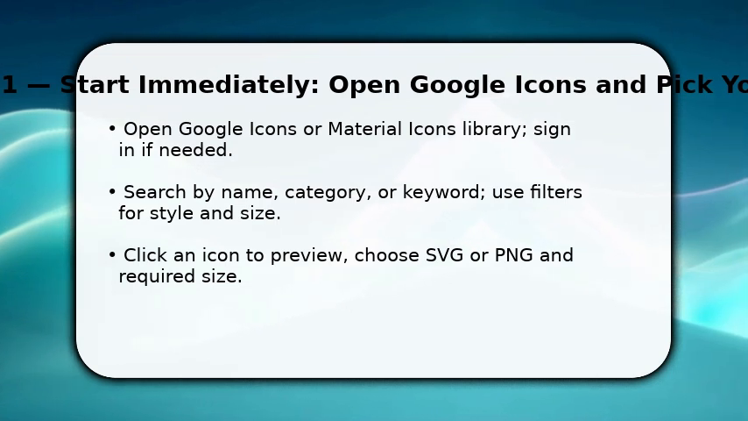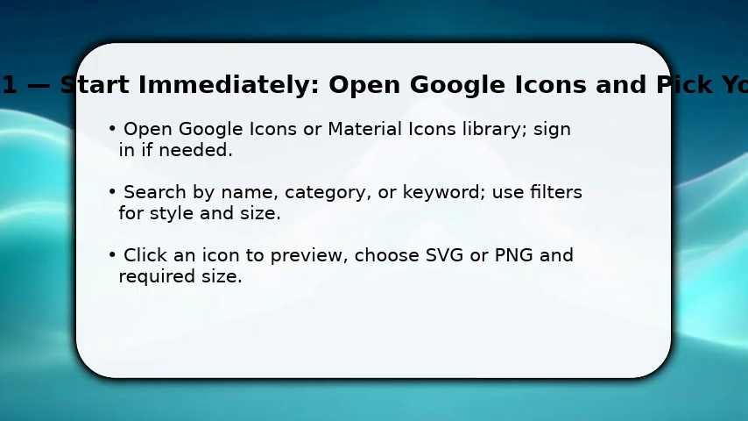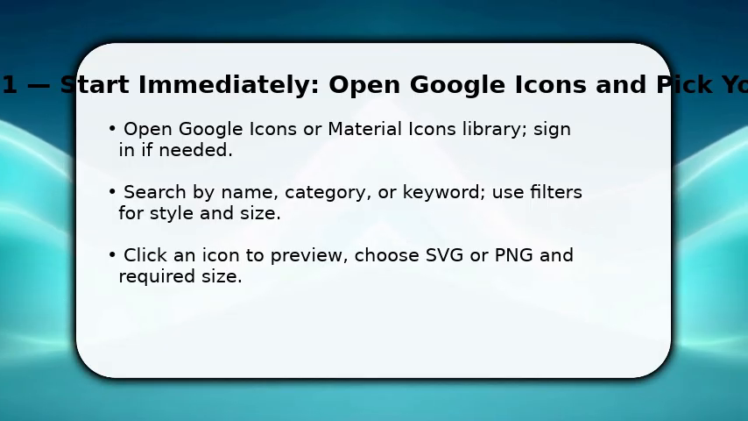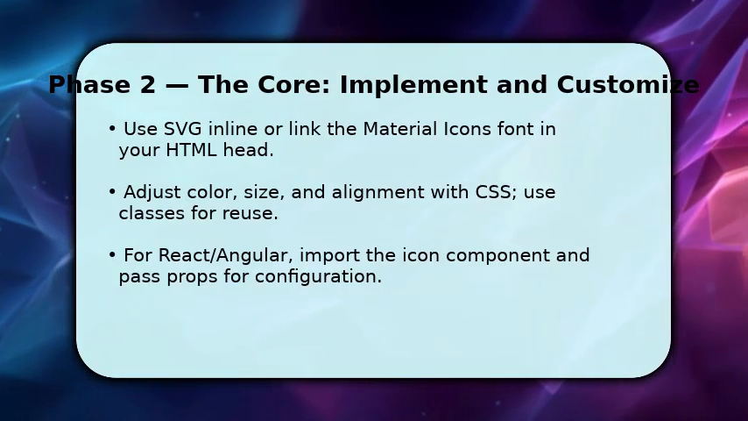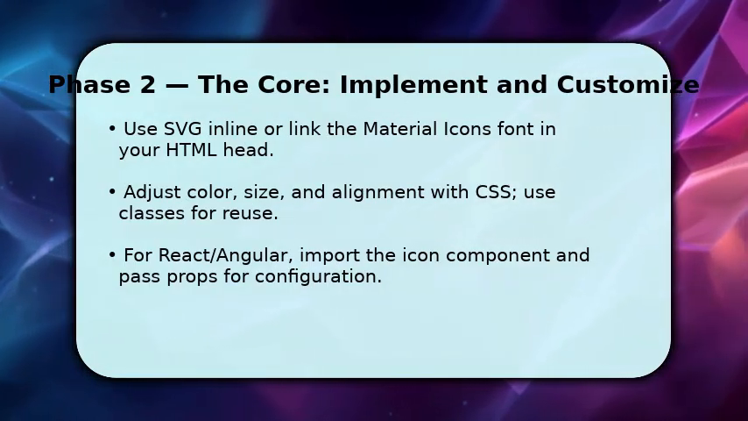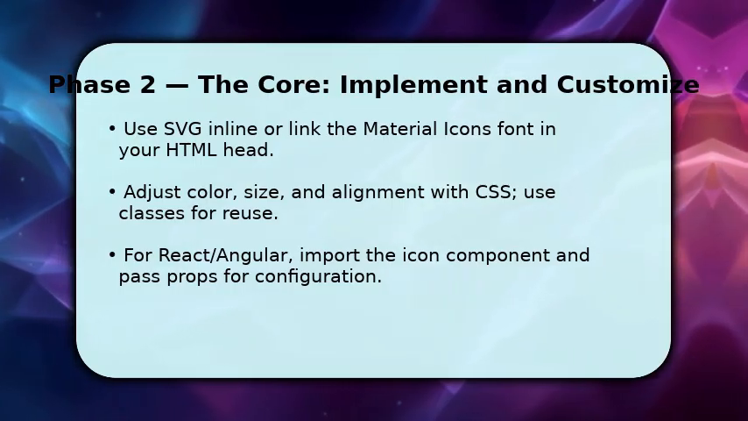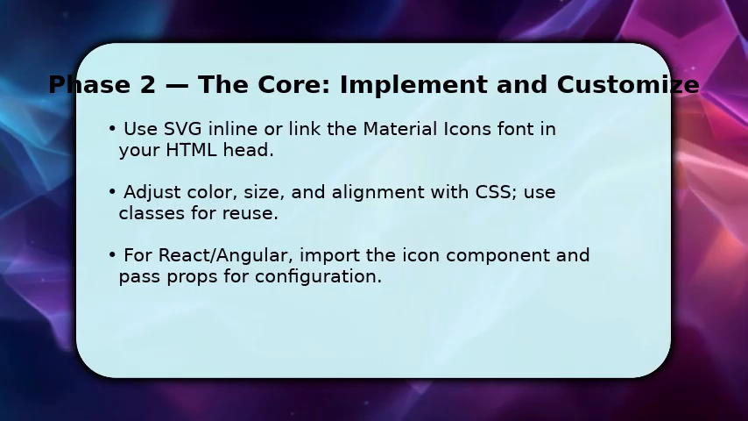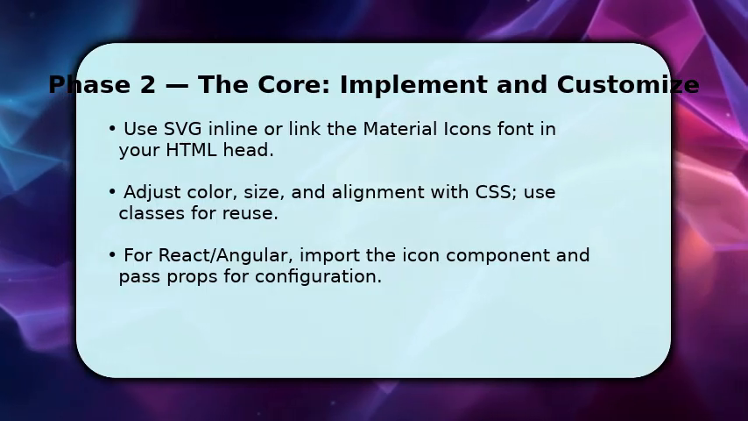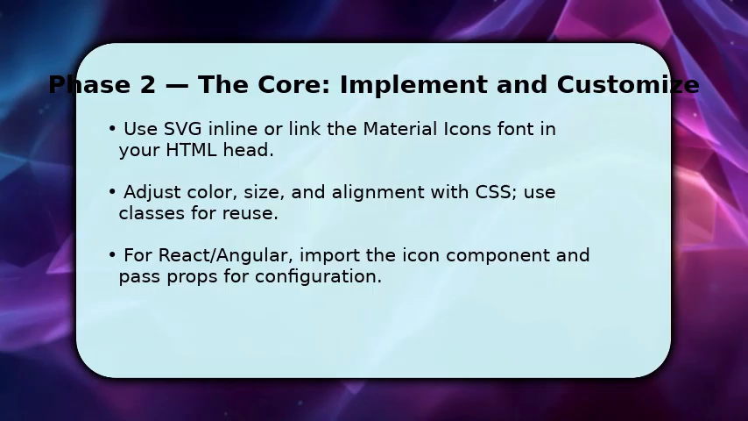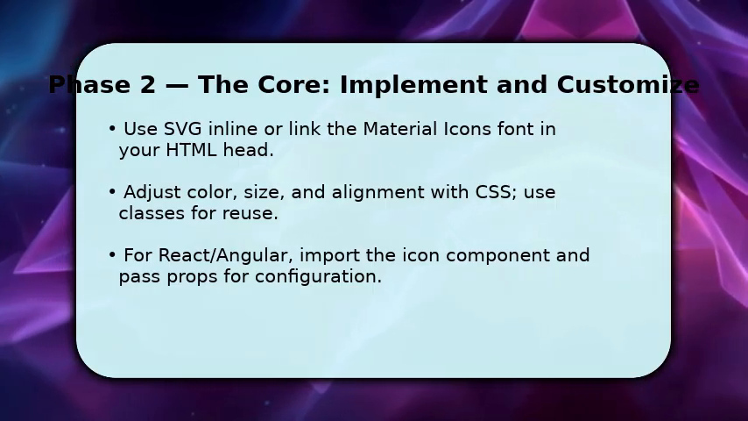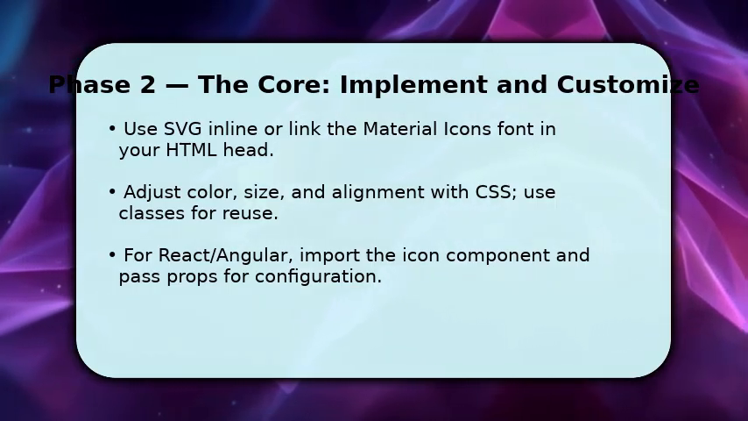You now implement the icon. Either paste the inline SVG into your markup or include the Material Icons font link in the HTML head. Once in place, style icons with CSS, change color, size, vertical align, and margins, create utility classes to reuse across pages. For component frameworks, import the icon component and pass properties for size and area labels. Once done, test responsiveness and pixel alignment at 1x, 2x, and mobile.